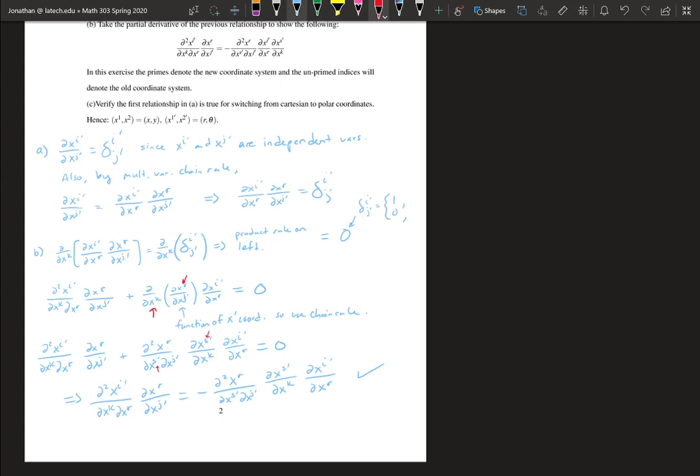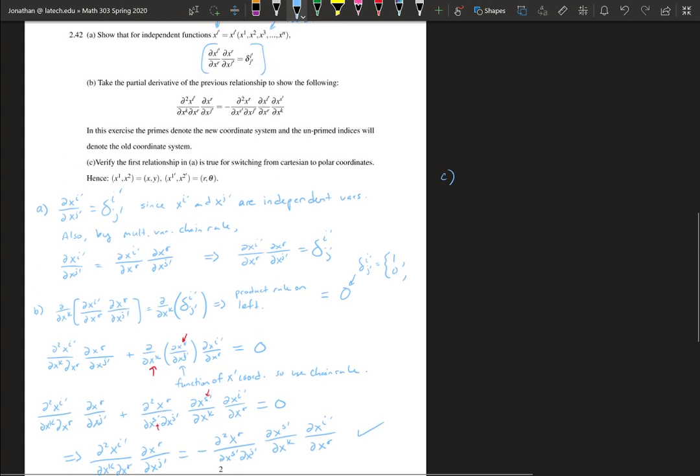And then part C, it says verify the relationship in A is true for switching from Cartesian to polar coordinates. So x1, x2 is Cartesian, and then r and theta is x1 prime, x2 prime. So the relationship is basically going to be that partial r, partial x, partial x, partial r, plus partial r, partial y, partial y, partial r equals 1.